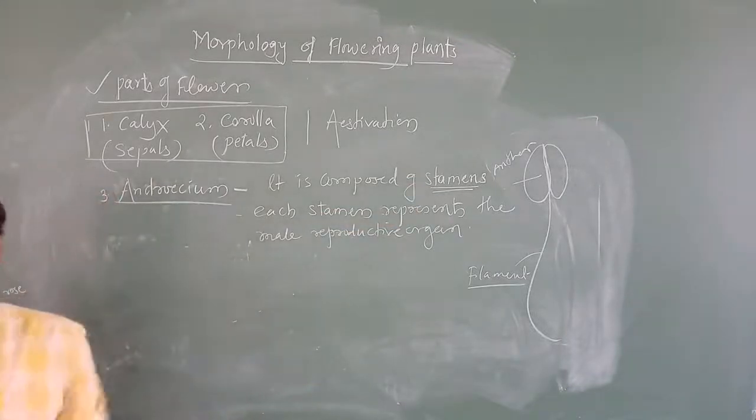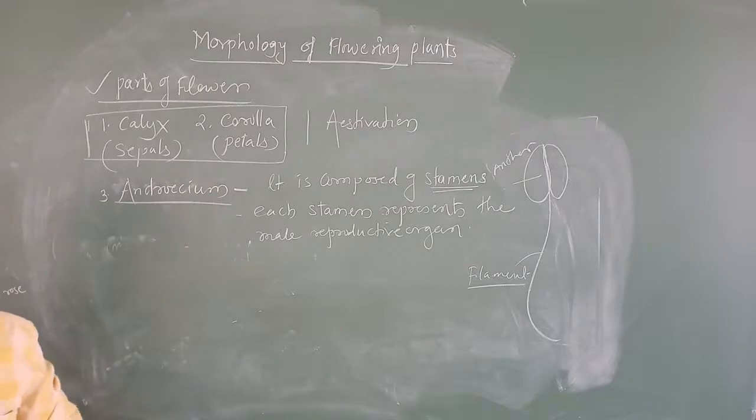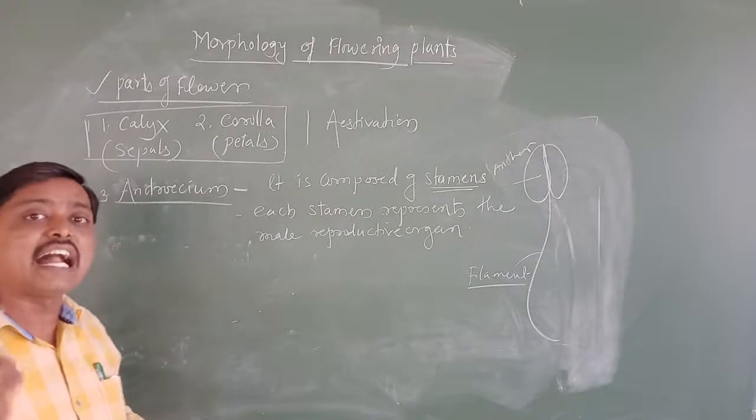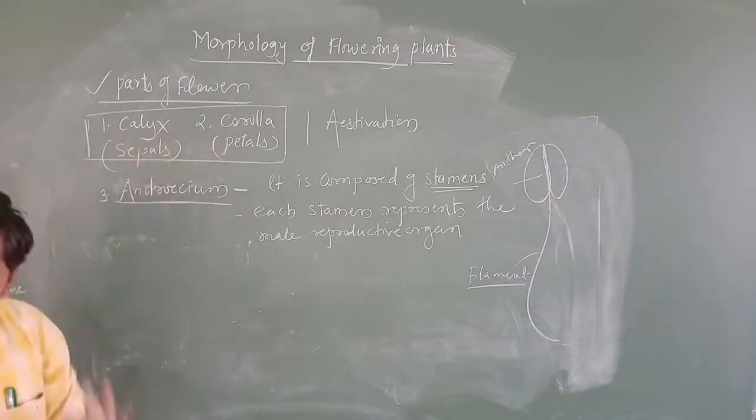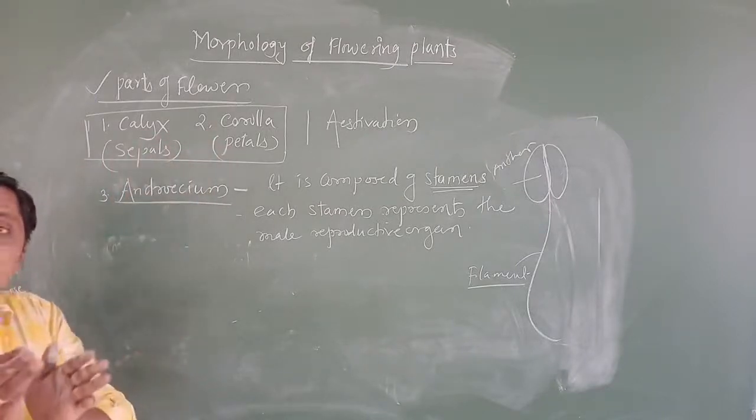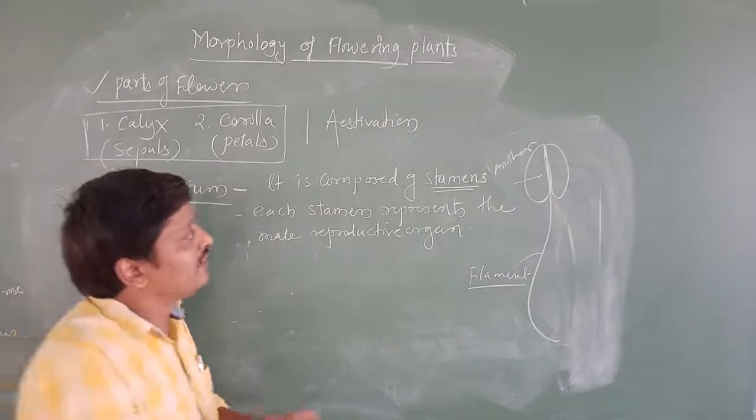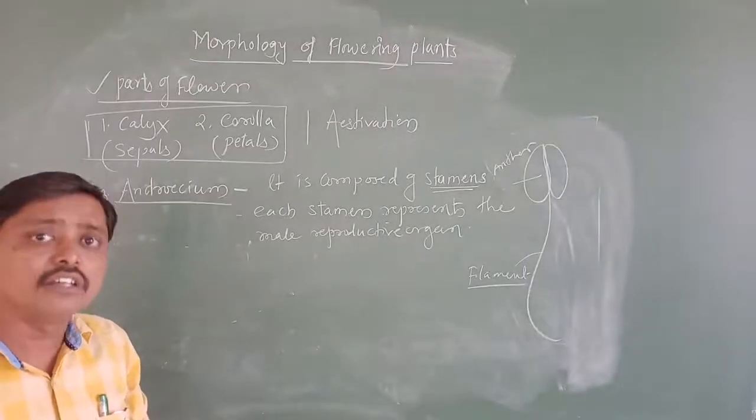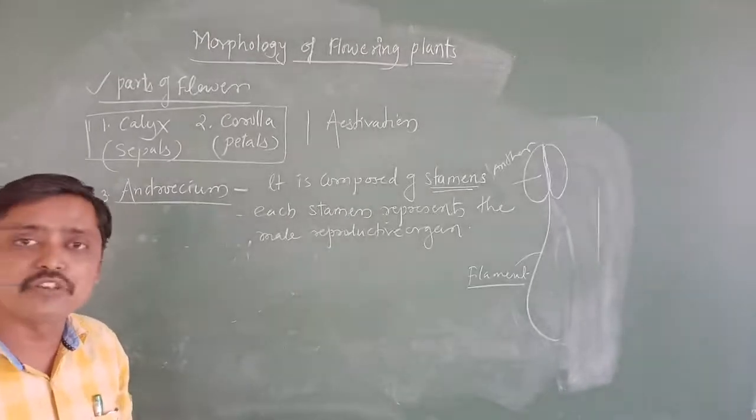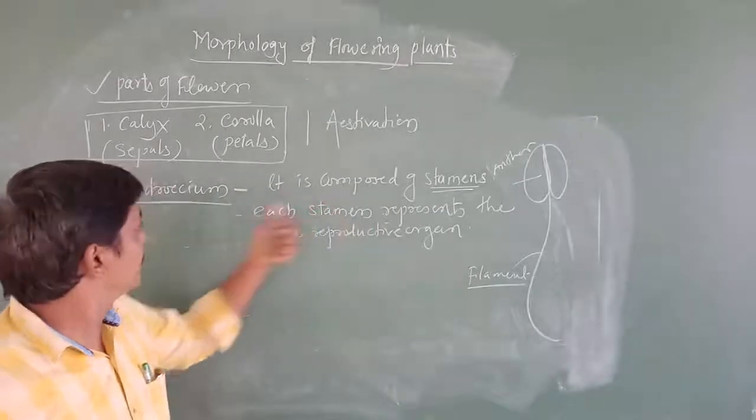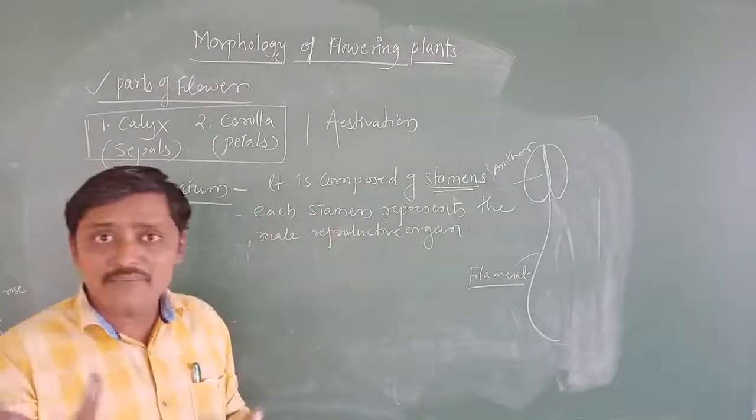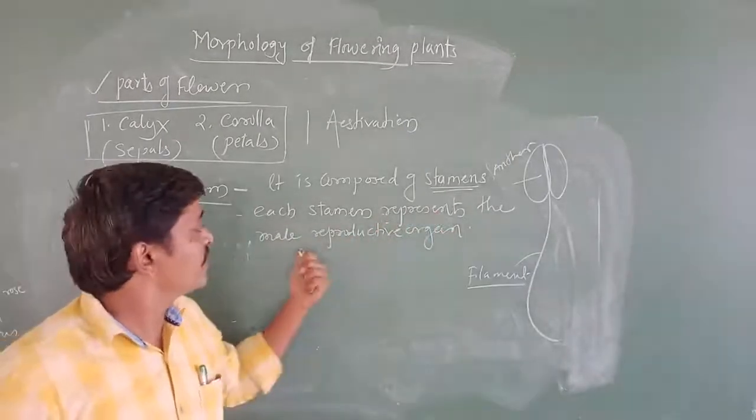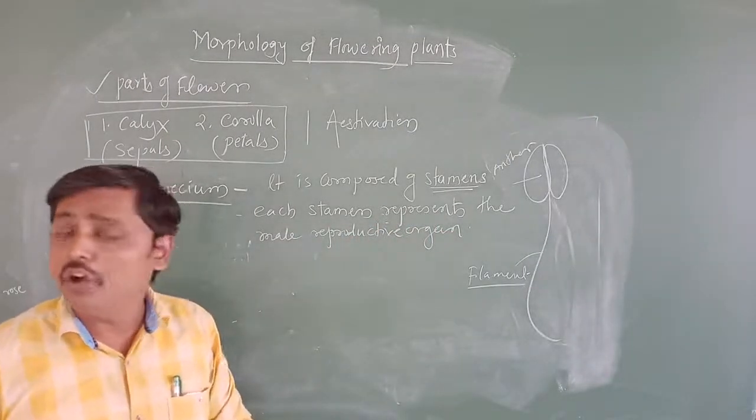Here, the stamen which is present in a flower, what is going to happen is that stamens are sometimes attached or fused to the calyx and corolla, or else they fuse among themselves. The stamens may be two or more, there are many stamens. What I wrote here: the androecium is composed of stamens, more than one, and each stamen represents the male reproductive organ.